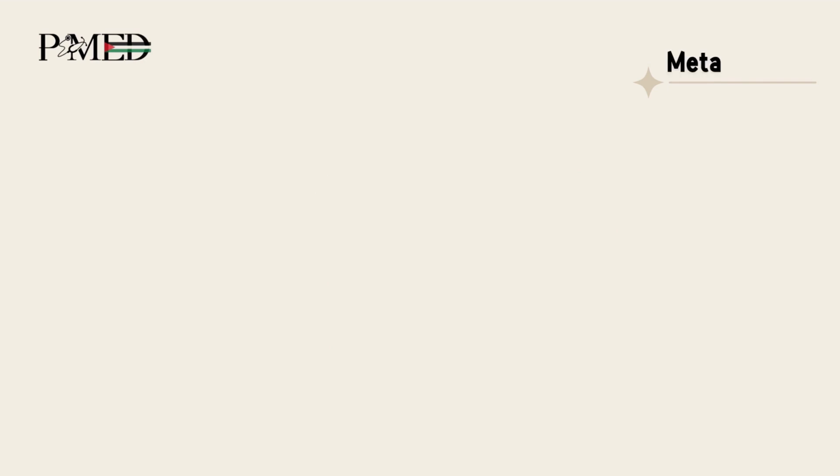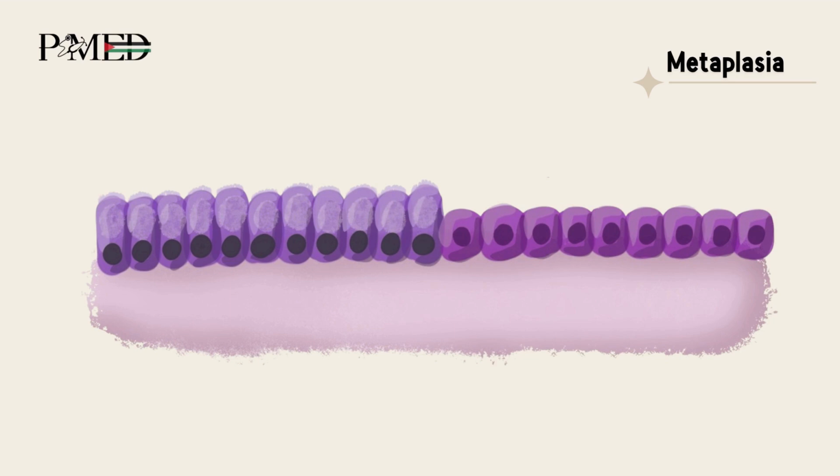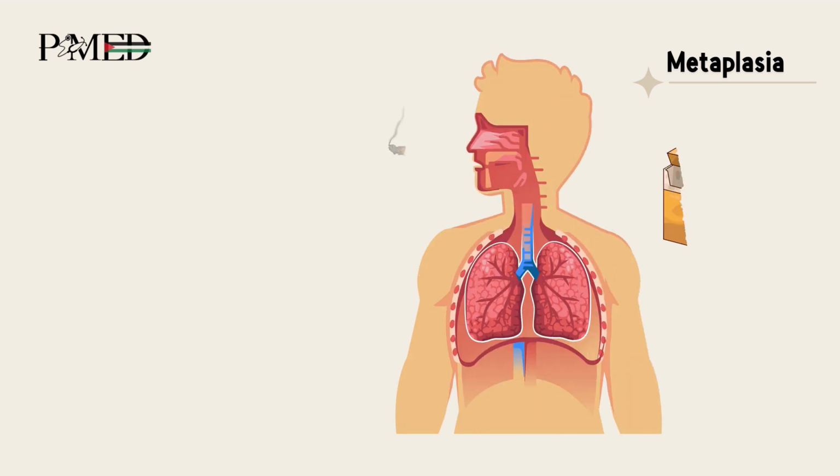Finally, metaplasia. Metaplasia is a more dramatic adaptation in which one adult cell type is replaced by another that is better suited to handle a specific stress. A classic example is in the respiratory tract of smokers.